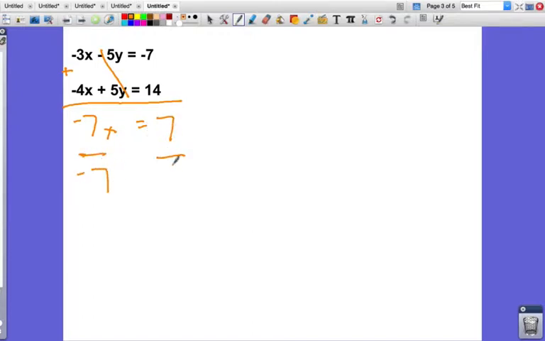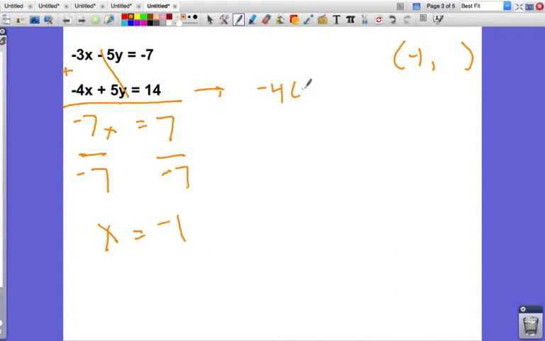Divided by negative 7 on both sides, x is equal to negative 1. Okay, now that I have my x coordinate, I know my solution is going to have an x value of negative 1, so now I've got to figure out what my y value is. I can just go ahead and plug that in. So let's use the second equation this time.